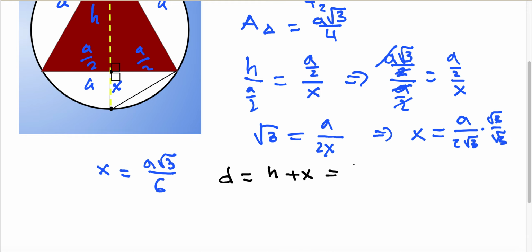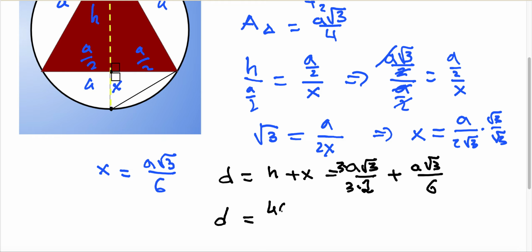So h, we already know, is a square root of 3 divided by 2. Here is a plus a square root of 3 divided by 6, which is x. To make the same denominator, we multiply by 3, multiply by 3. And now 3a plus a is 4a, so the diameter is equal to 4a square root of 3 divided by 6. If we are simplifying, it is 2a square root of 3 divided by 3. That's what we have now.